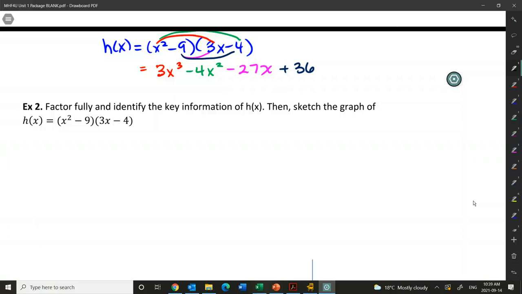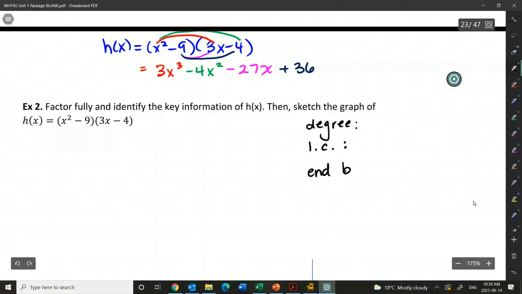In our next example, I'm going to show you a little trick if it's already fully factored and it would be difficult to expand. But before we do that, let's talk about this example and the information that we know here. So degree, leading coefficient. From that, we can get end behavior. And from our standard form, we should also be able to get the y-intercept to start here.